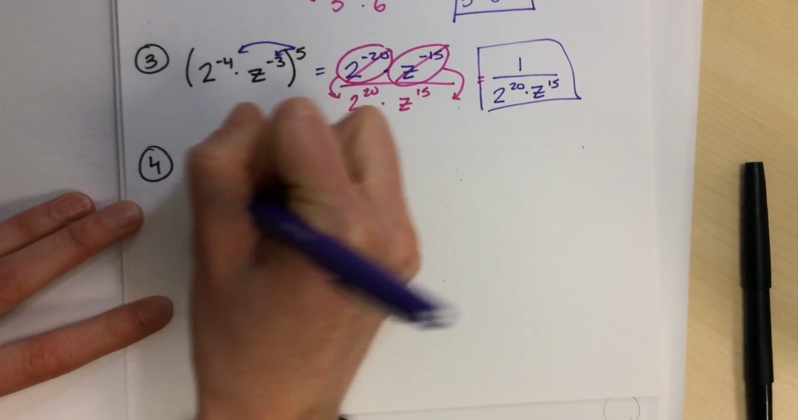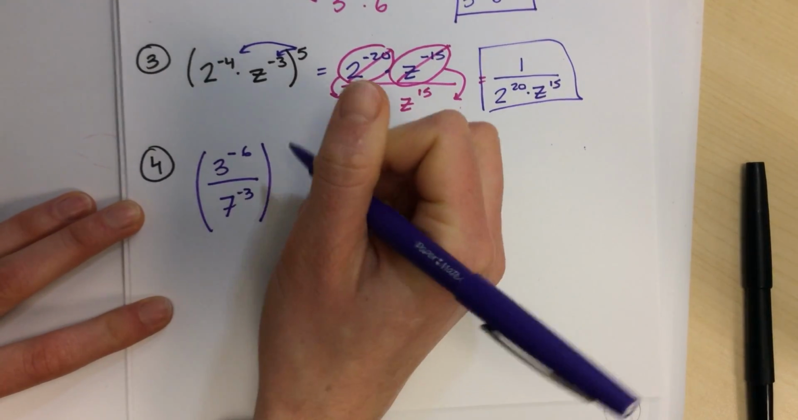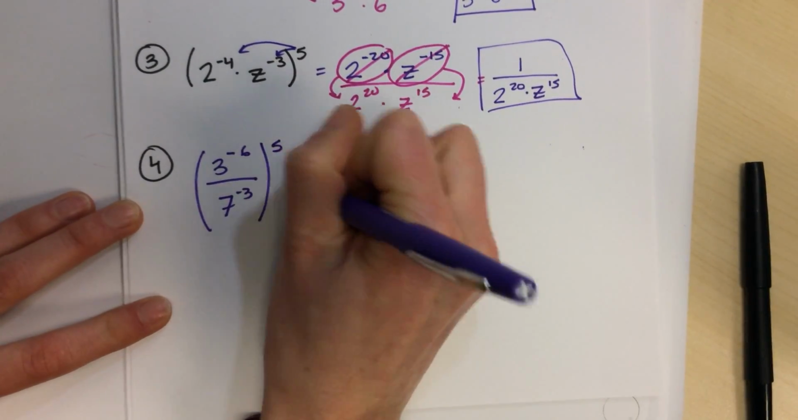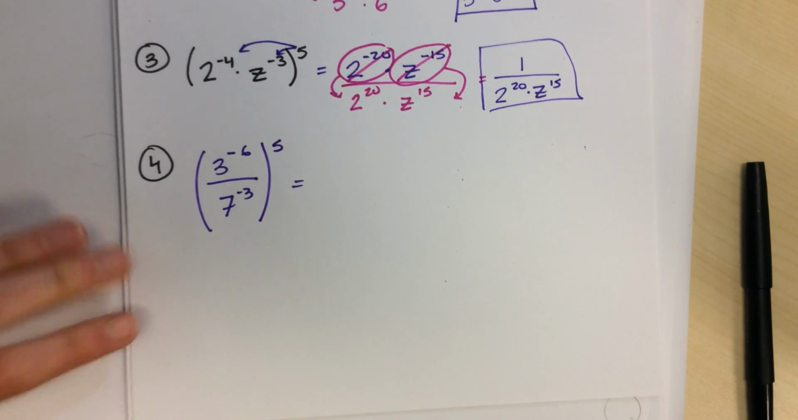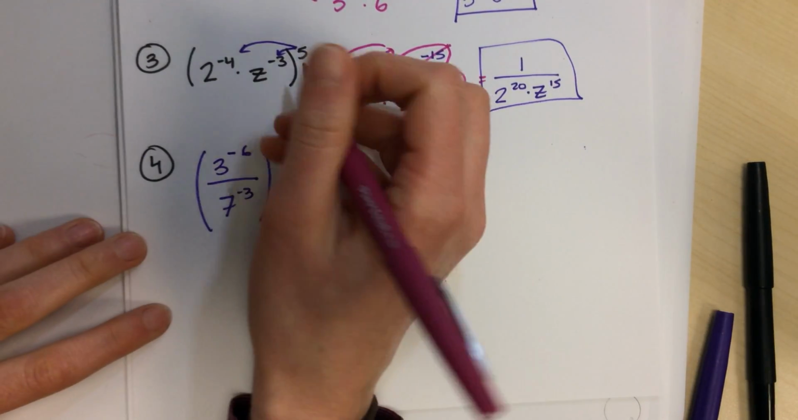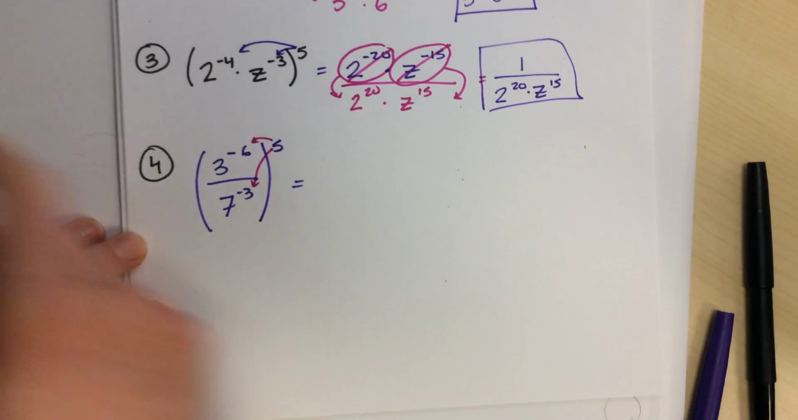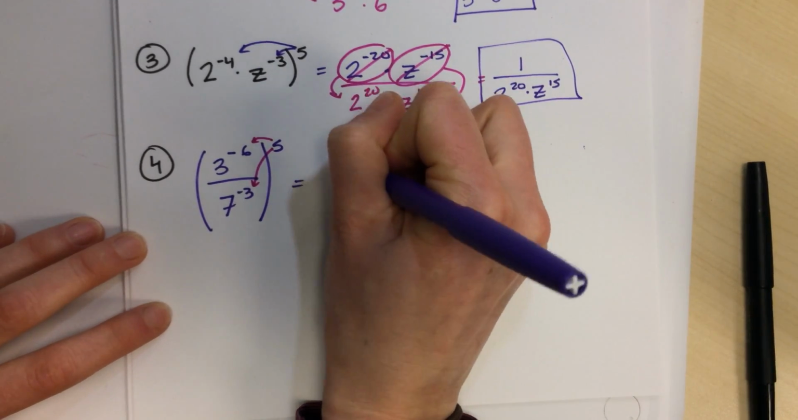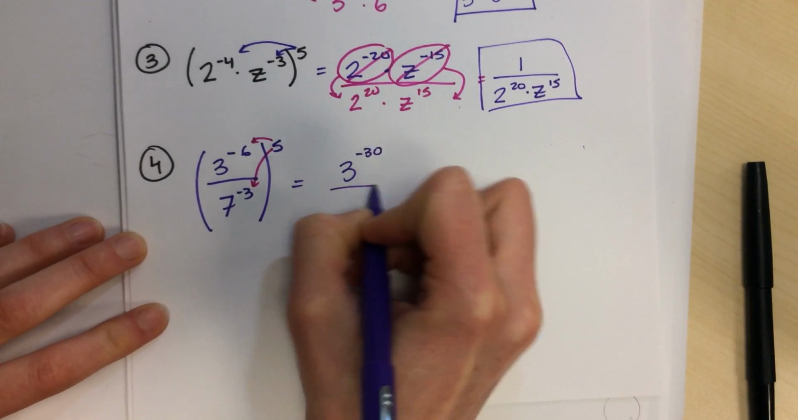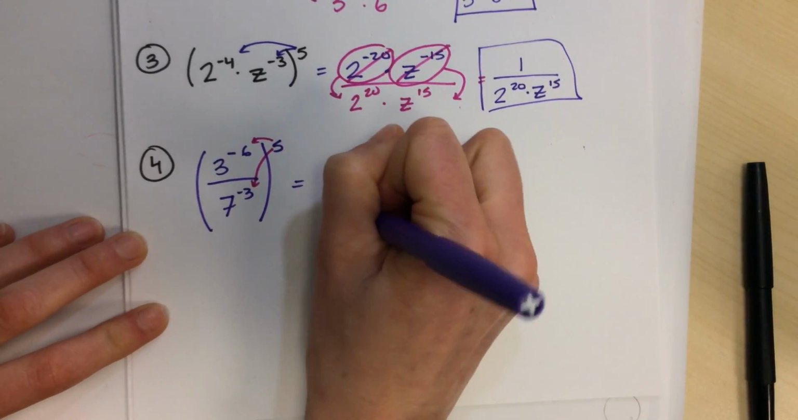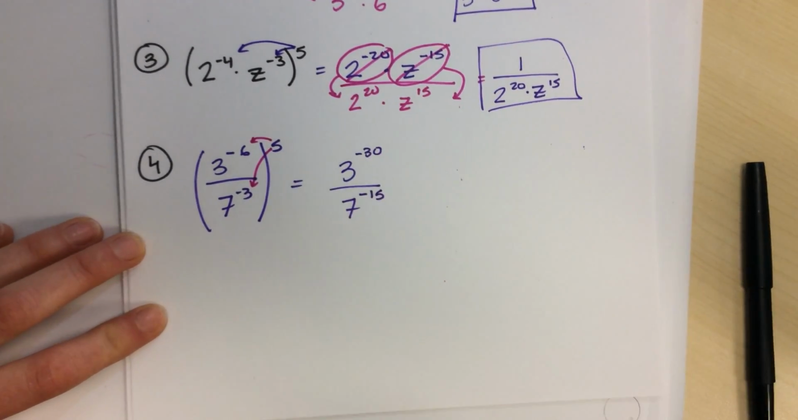Okay, number 4, last problem: 3 to the -6 over 7 to the -3rd, all raised to the 5th. Same quotient type of problem. You've got to multiply that exponent to each of the exponents inside. So on the top, you've got 3 to the -6 times 5, which is -30, over 7 raised to the -3 times 5, which would be -15.